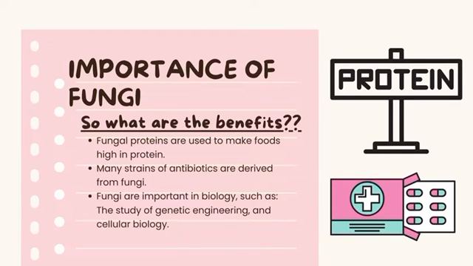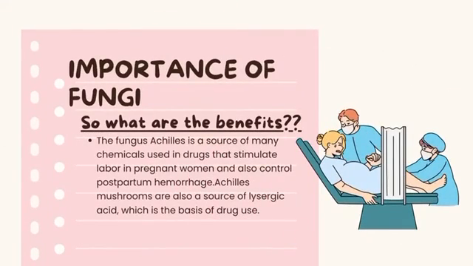Many strains of antibiotics are derived from fungi. Fungi are important in biology, such as the study of genetic engineering and cellular biology. The fungus ergot is a source of many chemicals used in drugs that stimulate labor in pregnant women and also control postpartum hemorrhage.